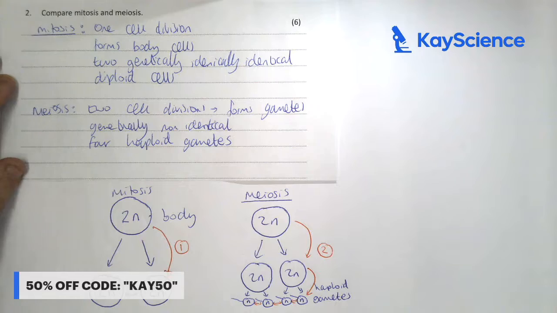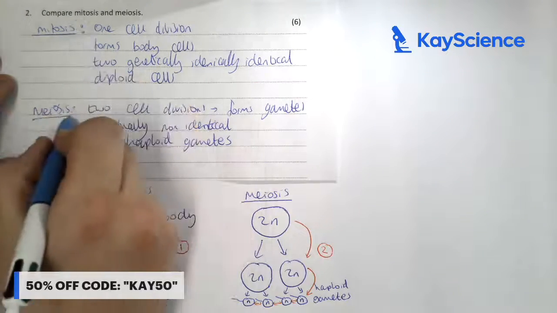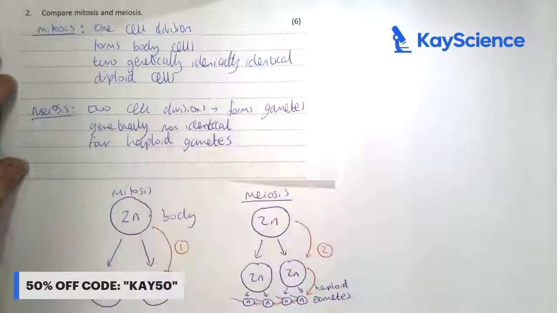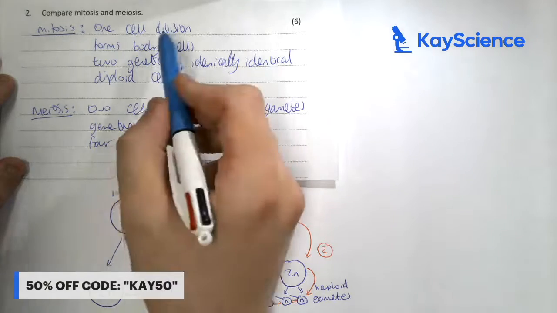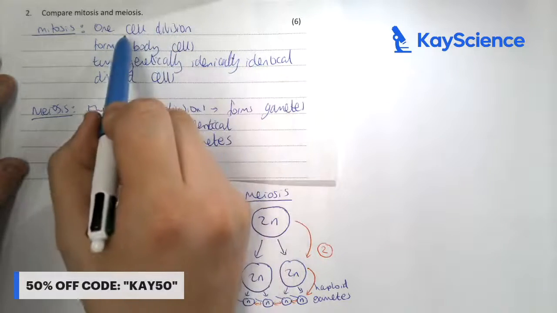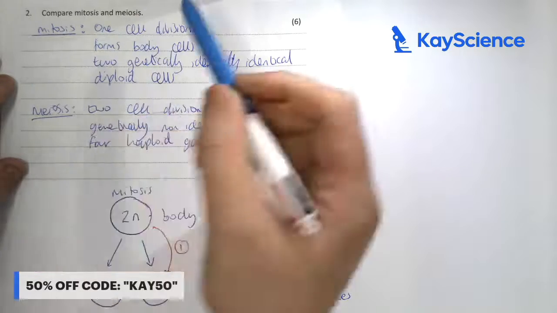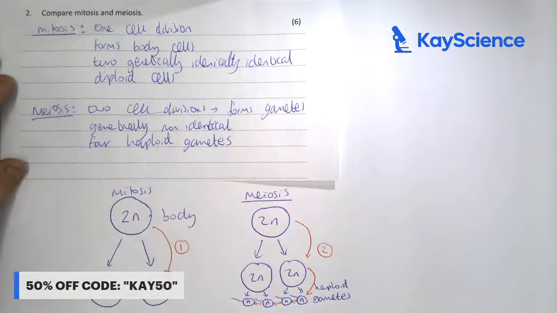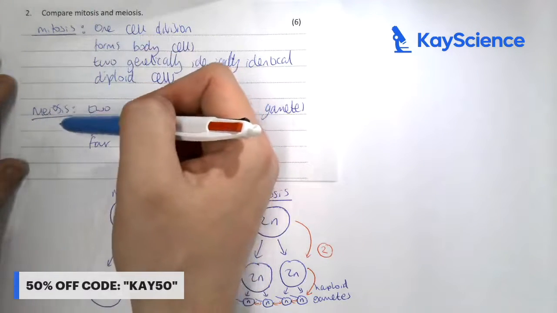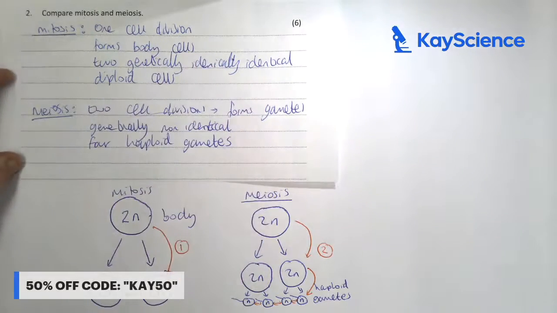So as you can see here, you've now compared the 2 of them, even though you've written about them separately. You can also compare them bit by bit. So you can say mitosis has 1 cell division, whereas meiosis has 2 cell divisions. I think this is a really nice way to lay out your answer, personally. So that there is mitosis and meiosis.